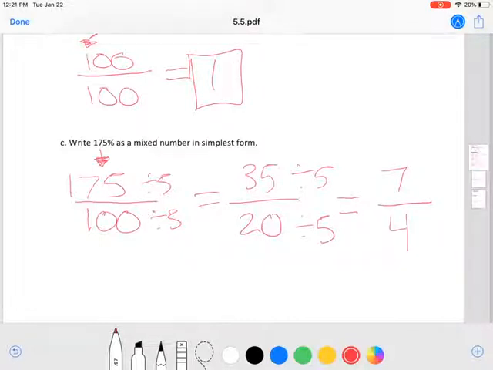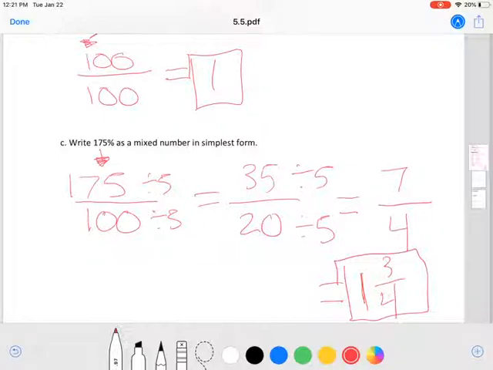And if you recognize, this is what we call an improper fraction, so we can turn this into a mixed number. To do that, we need to see how many times 4 goes into 7. Well, 4 goes into 7 one time with 3 left over, and my denominator stays the same. So for this one, 175% is equal to 1 3/4.